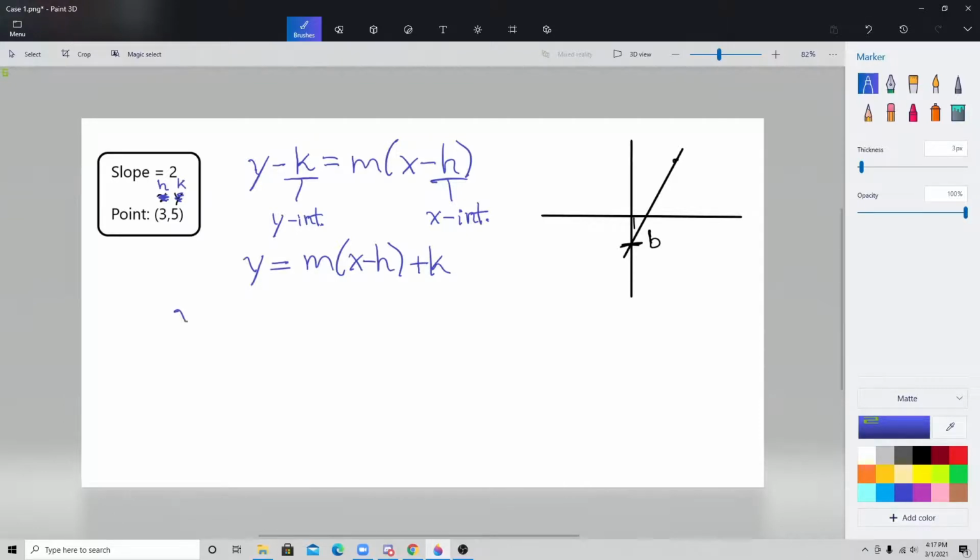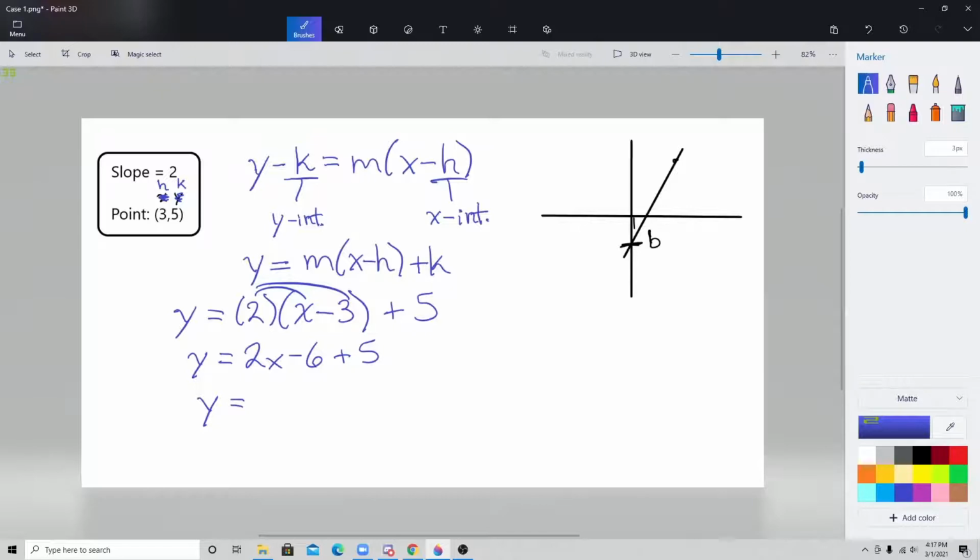So when we plug that in, you get y equals 2 times x minus 3, plus 5. And now all you pretty much have to do from there is just algebra, so order of operations. I distribute, so you get y equals 2x minus 6 plus 5, and then that gives you y equals 2x minus 1. So this is going to give you the same thing you got from the last problem, but it's just a new way of doing it.